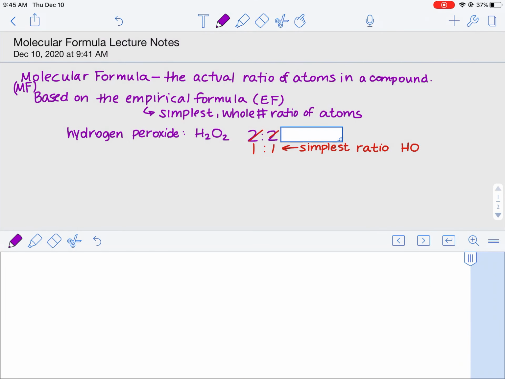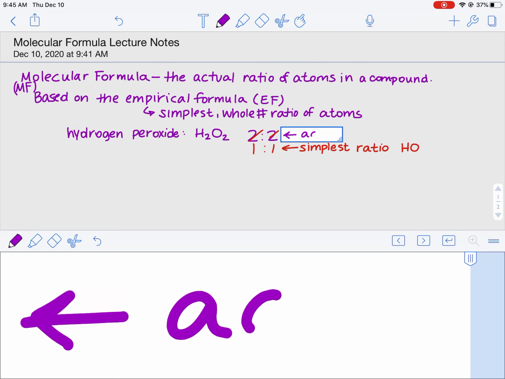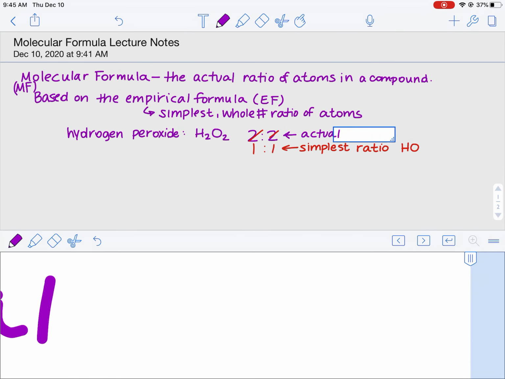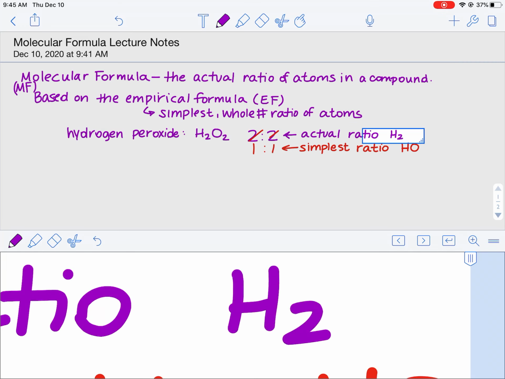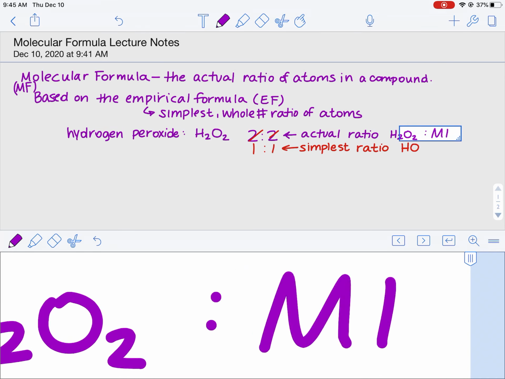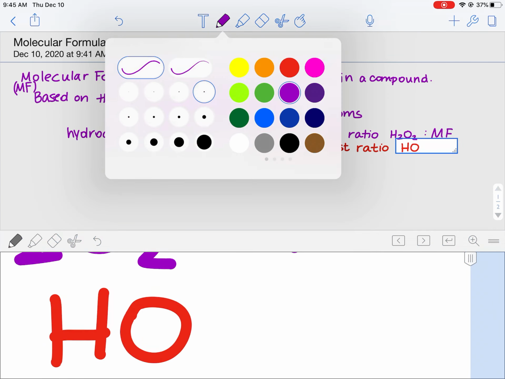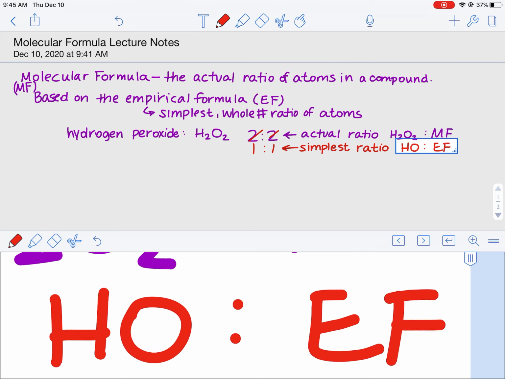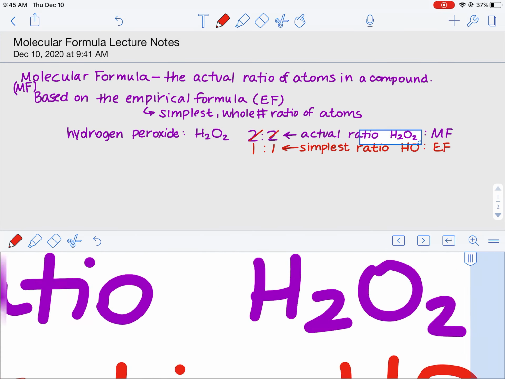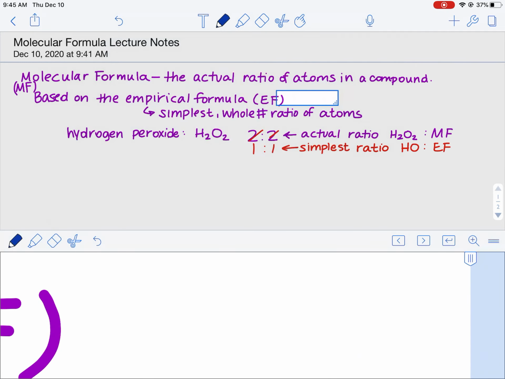However, we know that this 2 to 2 ratio is the actual ratio, H2O2. The actual ratio is the molecular formula. The simplest ratio is the empirical formula. We wrote down just a moment ago that the molecular formula is based on the empirical formula, and it's based on it by mass.